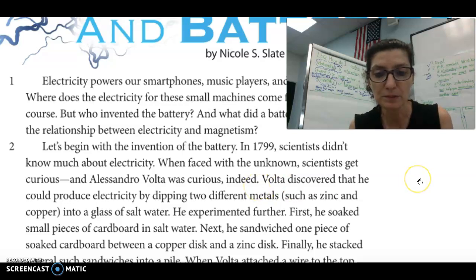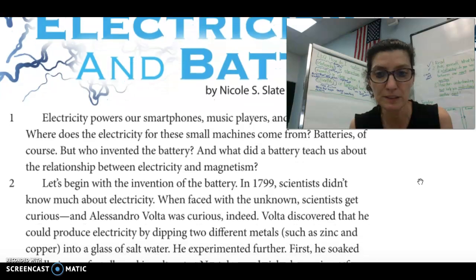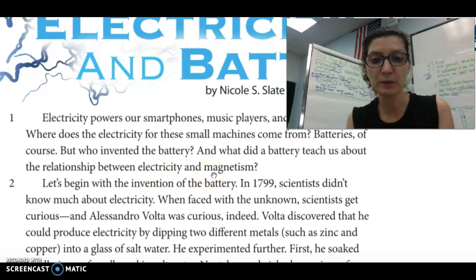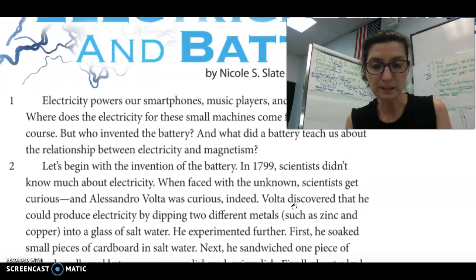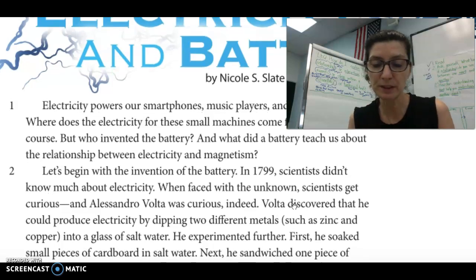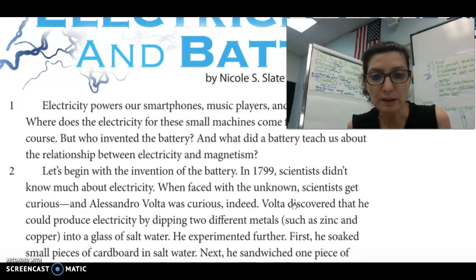I'm going to stop here just for a second, because when we go back up to the first paragraph, it talks about who invented the battery. And then it said, what did the battery teach us about the relationship between electricity and magnetism? So relationship is going together. And the invention of the battery started in this paragraph. So we're going to have to see what kind of relationships are building in this story. So it's talking about how the scientists didn't know much about electricity, and that this scientist was very curious, Alessandro Volta.